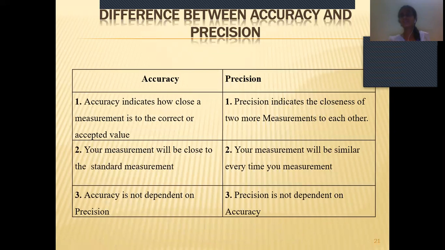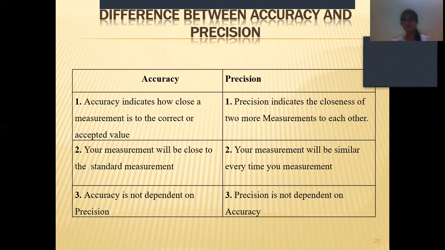Next, what is the difference between accuracy and precision? Accuracy indicates how close the measurement is to the correct or accepted value. I have explained it using the example where three persons were shooting arrows at different places and how accurate their values were. For example, if you want to get 100, 100 is the true value. If you got 99, that is also very near to 100. So that is accuracy.